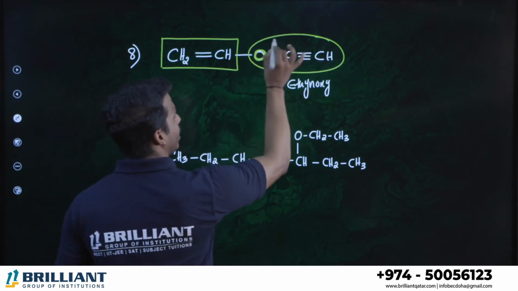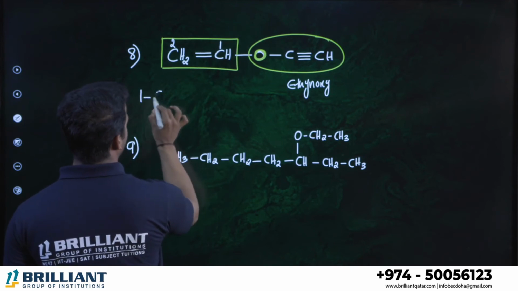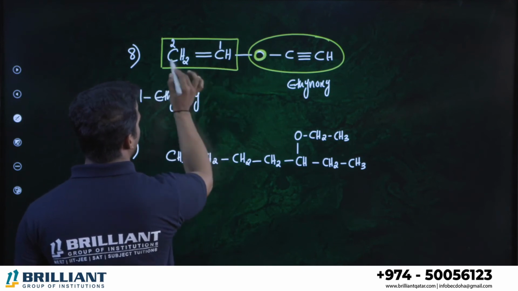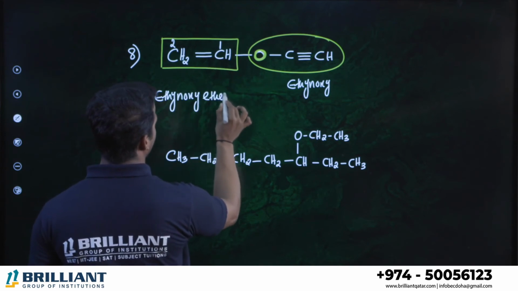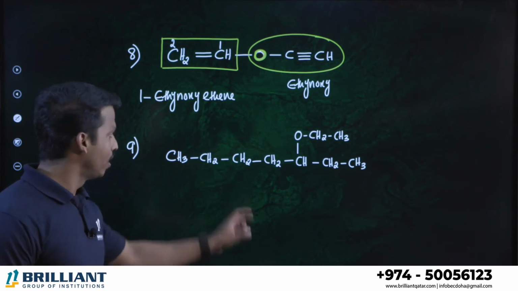This is the branch, right? It should get the lowest number. So 1 here, 1, 2 here. So we can say 1-ethyneoxy. What is the parent chain? Ethene. 1-ethyneoxy ethene. Clear all? Understood? Next one.